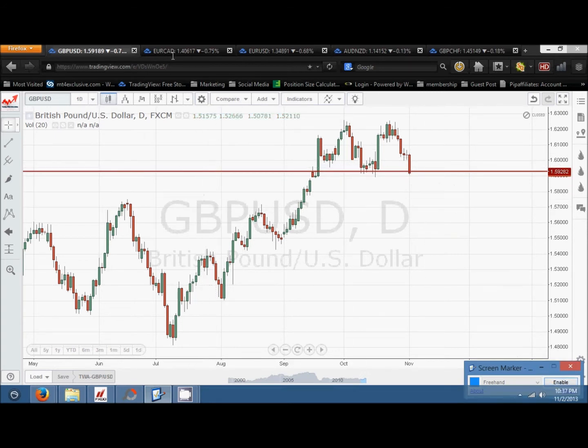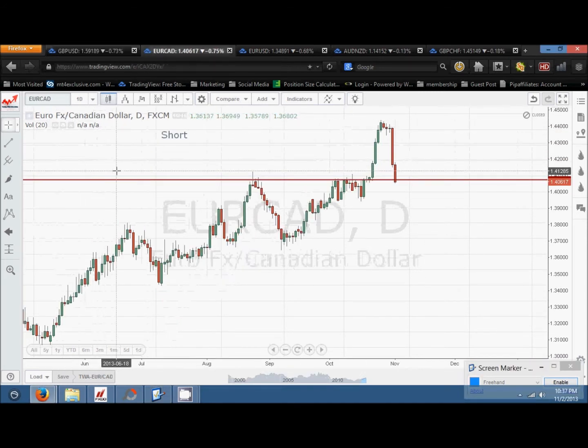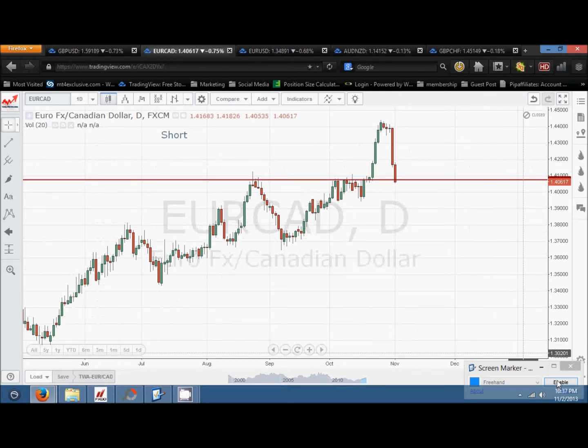The next chart we're looking at is the Euro CAD on the daily chart. What we have here is something similar to the British Pound US Dollar, in that this support and resistance zone right here has been broken, and prices have closed below the support zone. So now the support zone has been broken, it has now turned into a resistance zone.